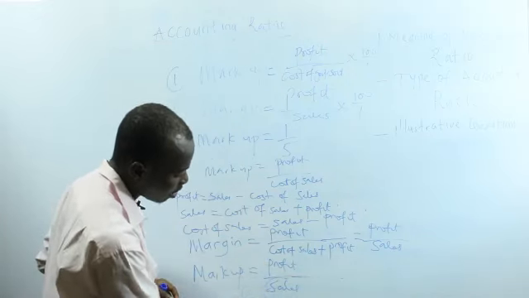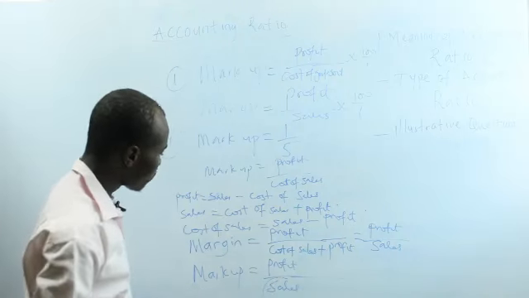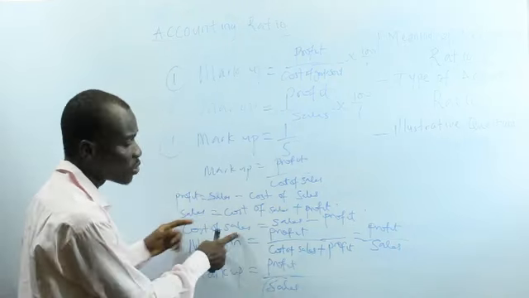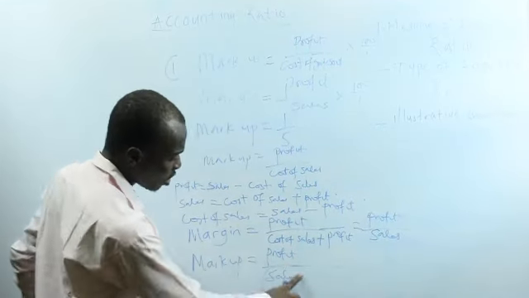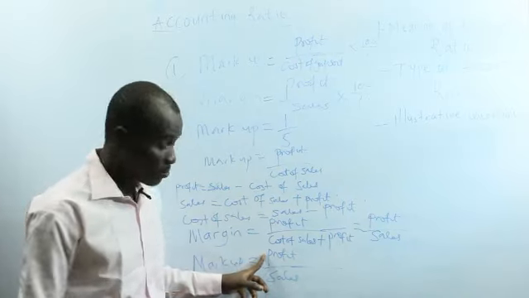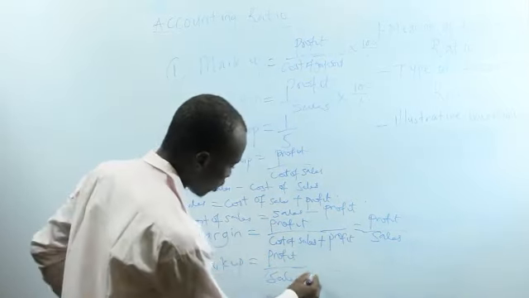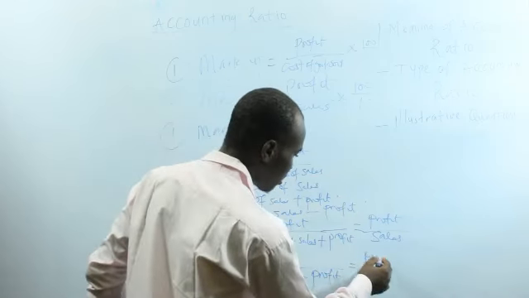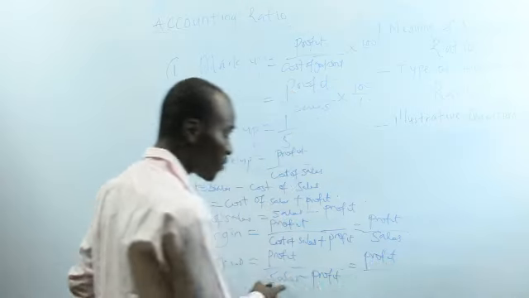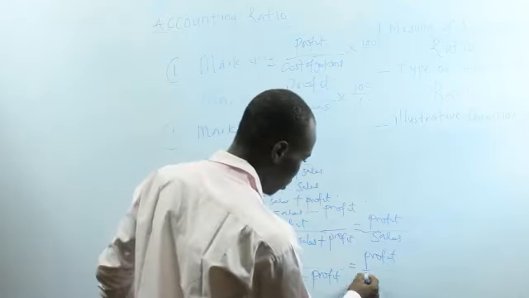So how can we convert this sales to cost of sales? We know generally that cost of sales is what? Sales minus profit. So we can easily subtract the profit, which is our numerator, from the sales. Minus profit, and that is going to give us the profit over the sales minus profit. That will give us the cost of sales.